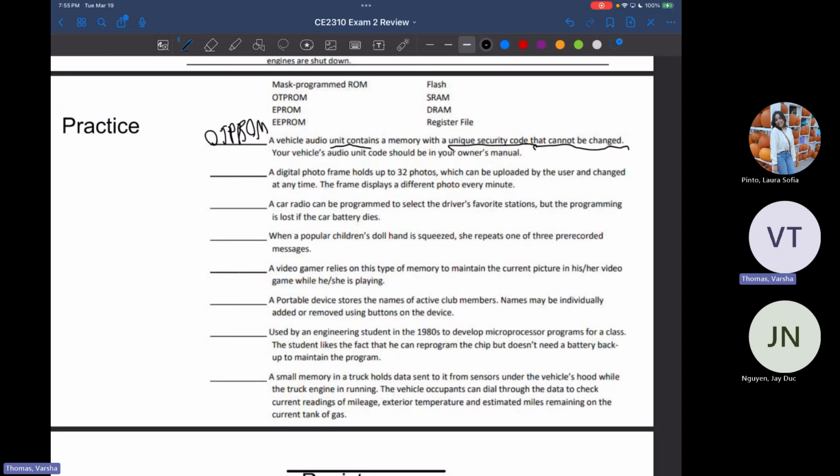A digital photo frame holds up to 32 photos, which can be uploaded by the user and changed at any time. The frame displays a different photo every minute.